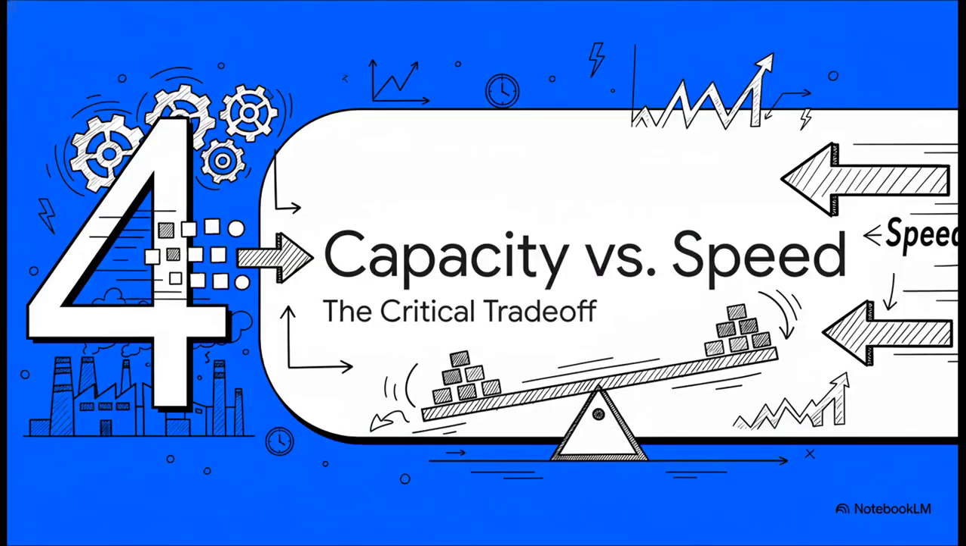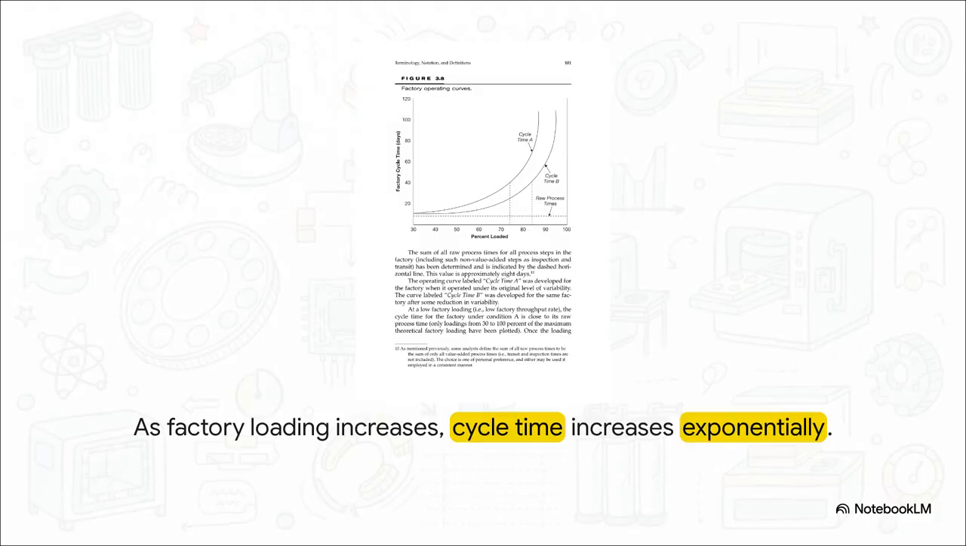And this brings us right to one of the most important, and frankly, one of the most misunderstood relationships in all of manufacturing. It's the connection between how much work you load into the factory and how fast that work actually gets done. This chart illustrates the brutal, unforgiving reality perfectly. This is what's known as a factory operating curve. Now look, as you move to the right, you're increasing the factory loading. You're using more and more of its capacity. Now watch what happens to cycle time on the vertical axis. It doesn't just go up in a nice, neat straight line, does it? No way. It curves up, and it curves up exponentially.